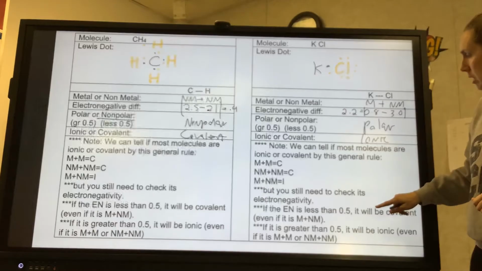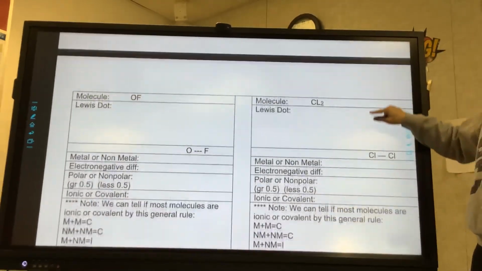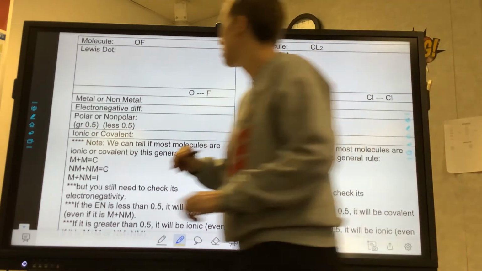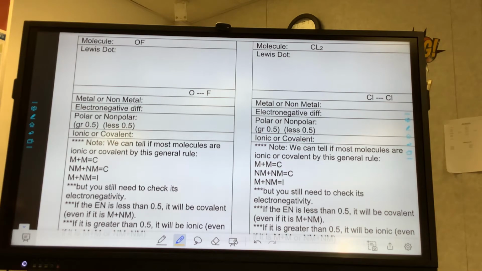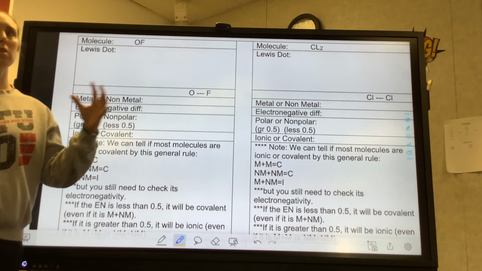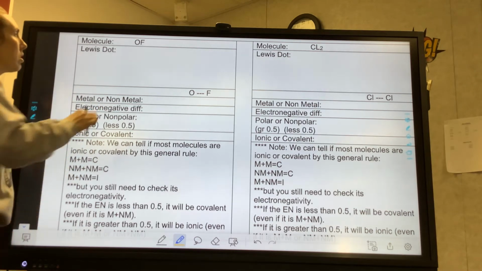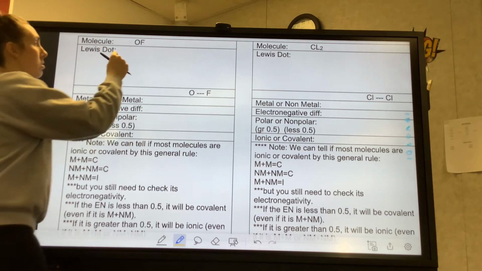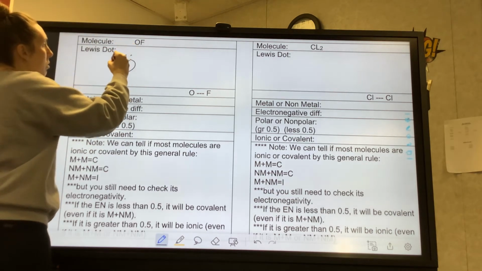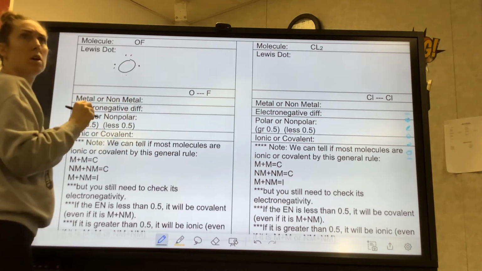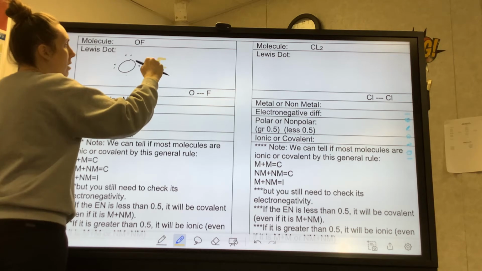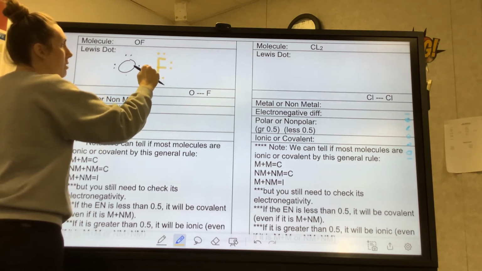Okay. Let's go to this next one. This one may or may not actually exist, but I want you to try to do them with a lot of metal, non-metal combinations. So we have oxygen, valence electrons, 6: 1, 2, 3, 4, 5, 6. Fluorine, 7: 1, 2, 3, 4, 5, 6, 7.